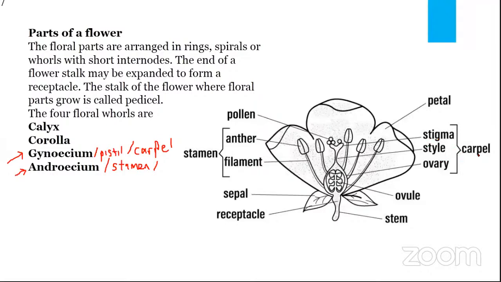The carpel is made up of the stigma, which is the upper part that receives the pollen, the style, which connects it to the ovary, and then the ovary itself. Now, inside the ovary, you find ovules. So those are the major two and their parts. Then the petals, you can call it corolla. Calyx, you can call it.